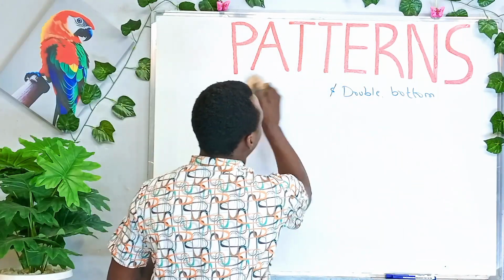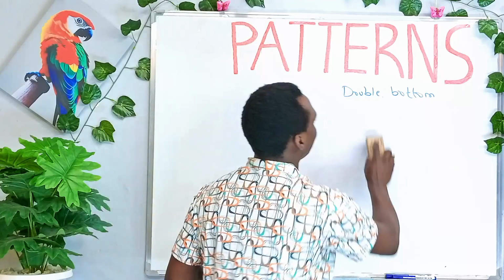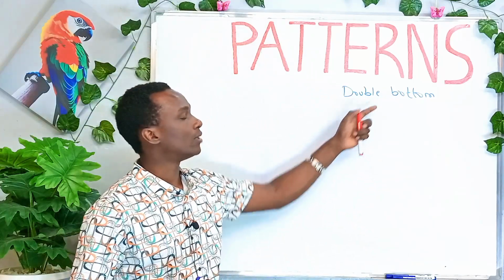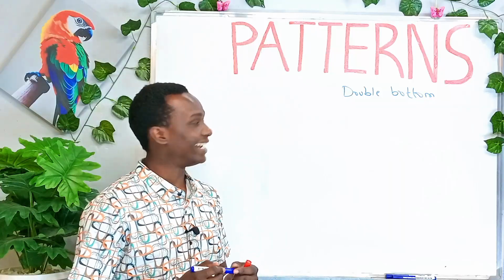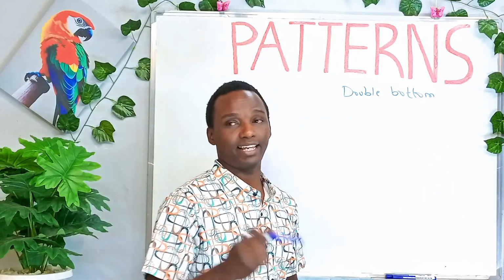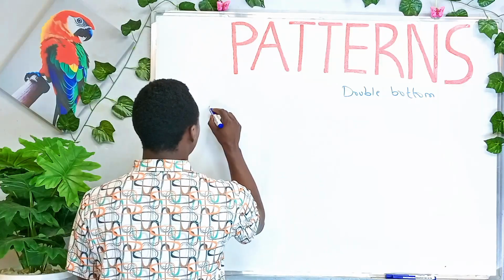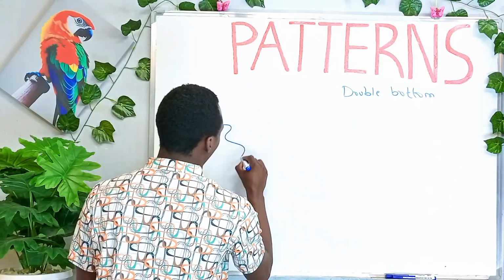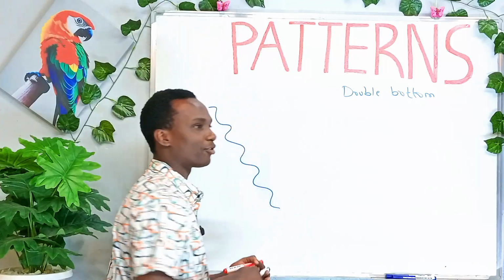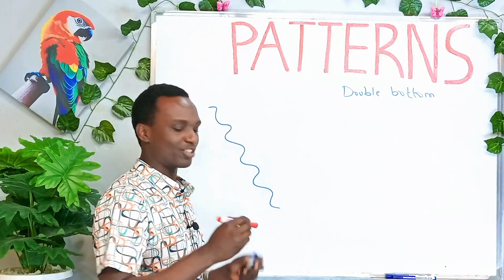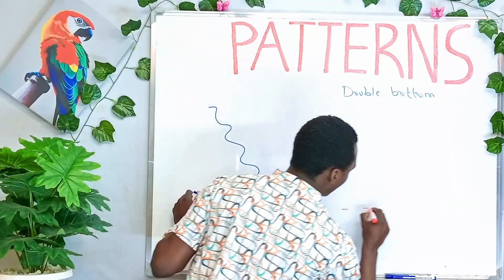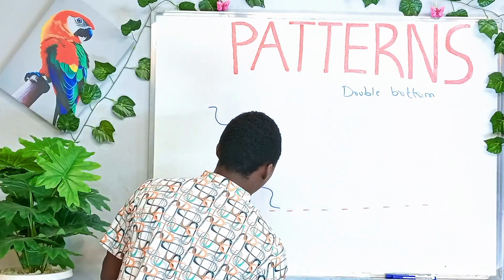So let us discuss the double bottom. As I have rightly said, a double bottom will happen in the case of a downtrend. Let's say that the price was in a downtrend. This is our price, a downtrend. On reaching this level, we find a very strong support level.